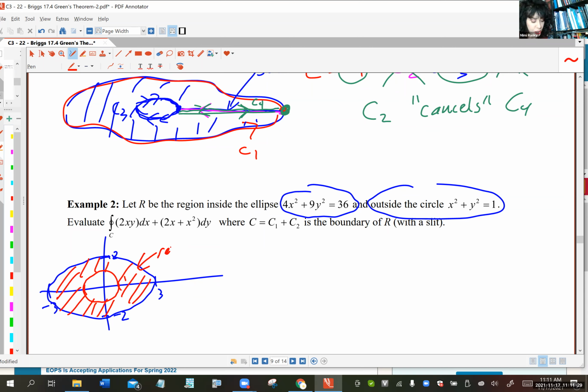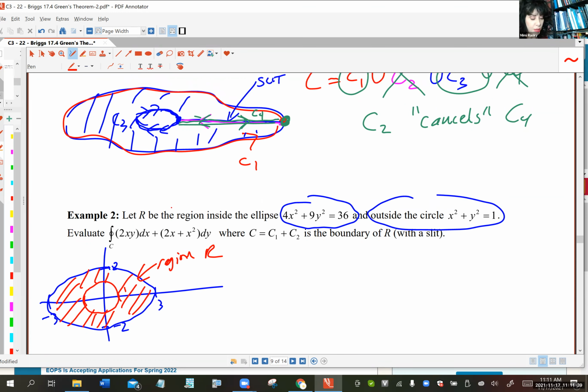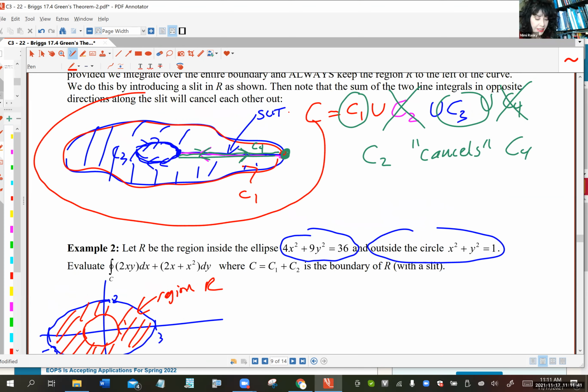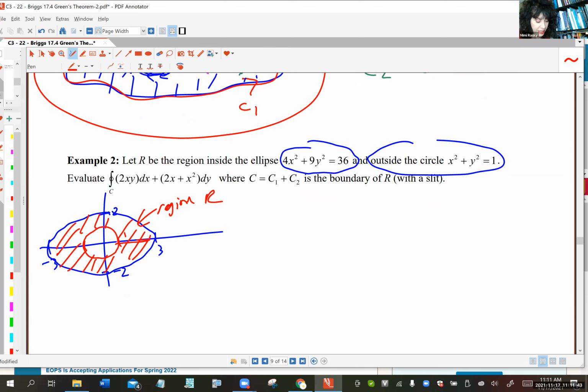So the region is this, inside the ellipse but outside the circle. I'm shading in the region R. It's got a hole in it, but Green's theorem can apply to holes now from what I just showed you. It's legit, provided you cut a slit somewhere. We can cut the slit anywhere, we could cut our slit right here. It doesn't matter. Just assume you can cut a slit and go for it, as long as you honor everything.